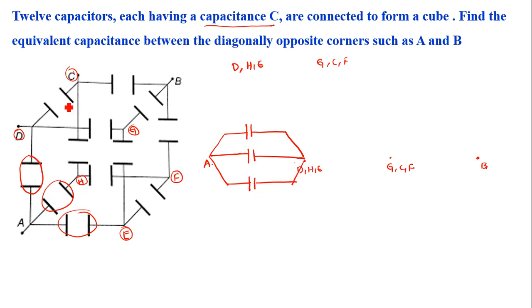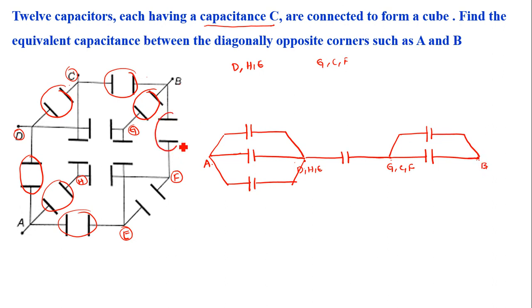Now let us take this capacitor. This capacitor is in between C and D. C is here and D is here, so just draw that capacitor here. Now this capacitor is between B and C. B is here and C is here, so you can take one more capacitor connected this way. Now this capacitor is in between B and G. B is here, G is here. Next, this capacitor is in between B and F.